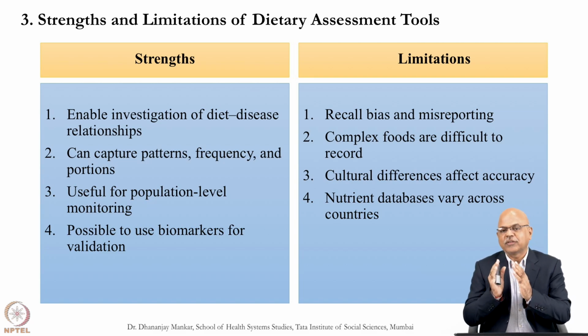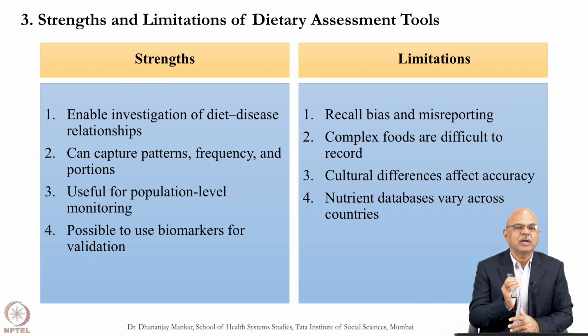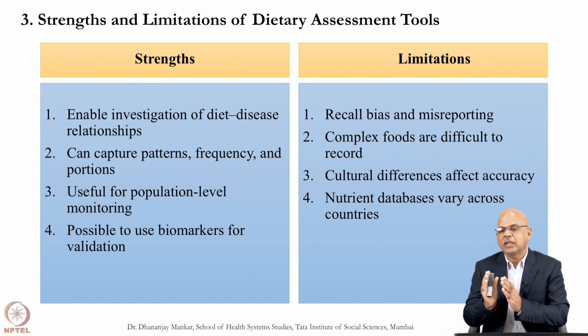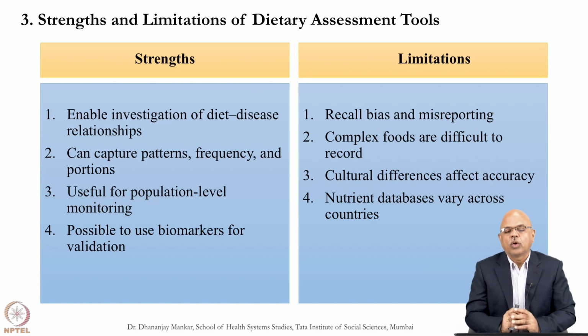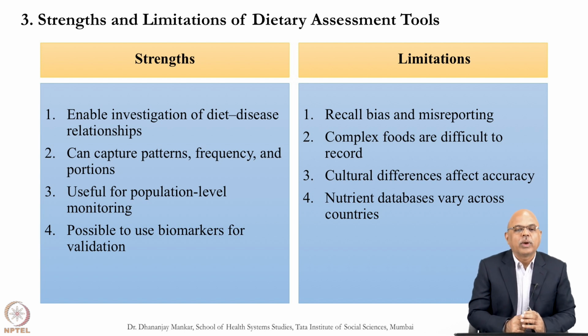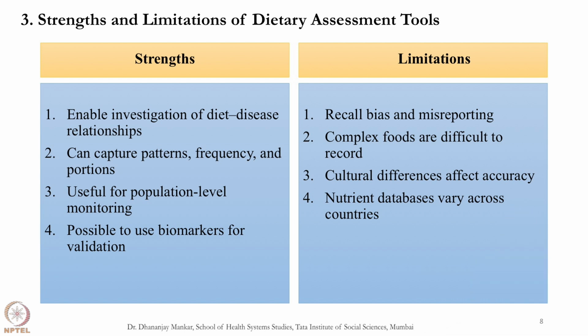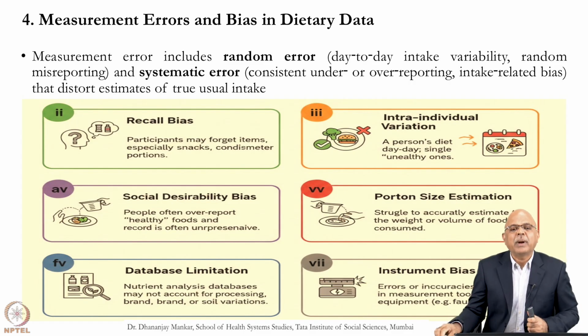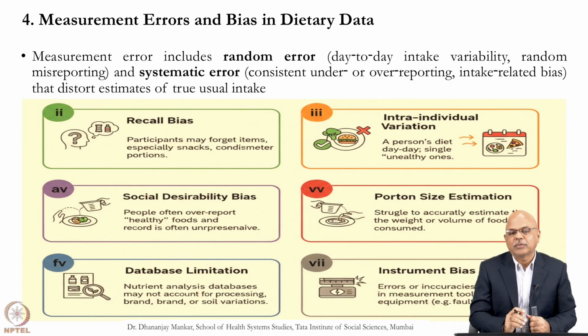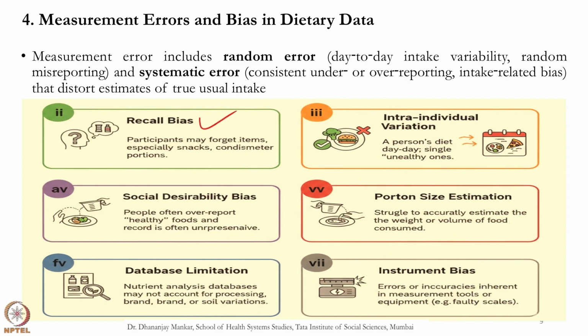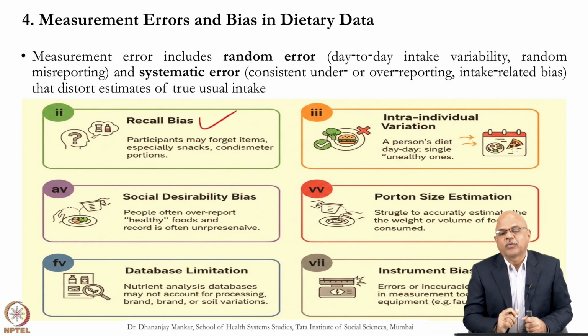On the other side, systematic errors are the consistent under- or over-reporting of intake related to bias, which can be seen in government surveys or large-scale surveys, that distort the estimates of the true usual intake. Then you talk about recall bias, where participants may have forgotten items, especially snacks or other portions, which gives them more reason to give wrong information.